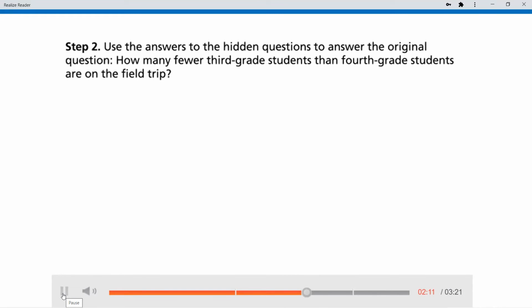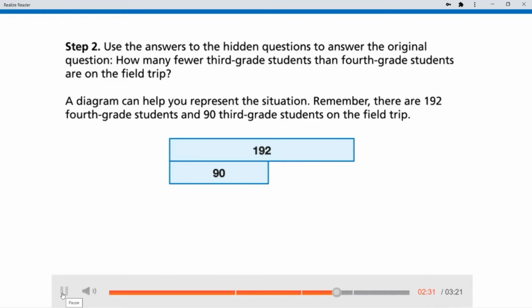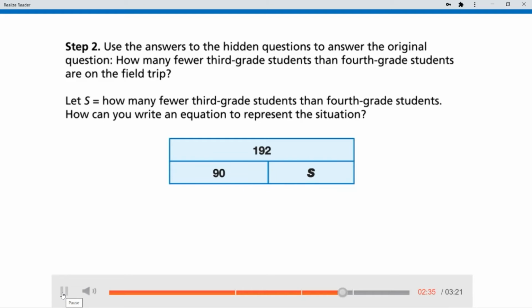Step 2. Use the answers to the hidden questions to answer the original question. How many fewer 3rd grade students than 4th grade students are on the field trip? A diagram can help you represent the situation. Remember, there are 192 4th grade students and 90 3rd grade students on the field trip. Let S equal how many fewer 3rd grade students than 4th grade students. How can you write an equation to represent the situation?